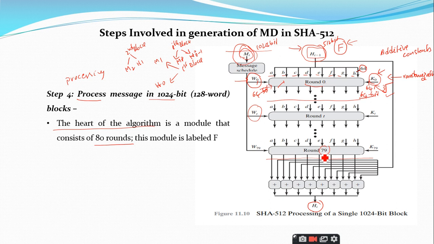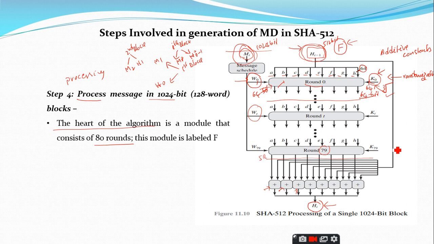Therefore, after the 80th round, the output of the 80th round is added. This is the addition operation. It is added with the buffer Hi minus 1. The first 512 bits are taken and added with the 80th round output, which is also 512 bits, to produce the hash value of that particular block Hi.